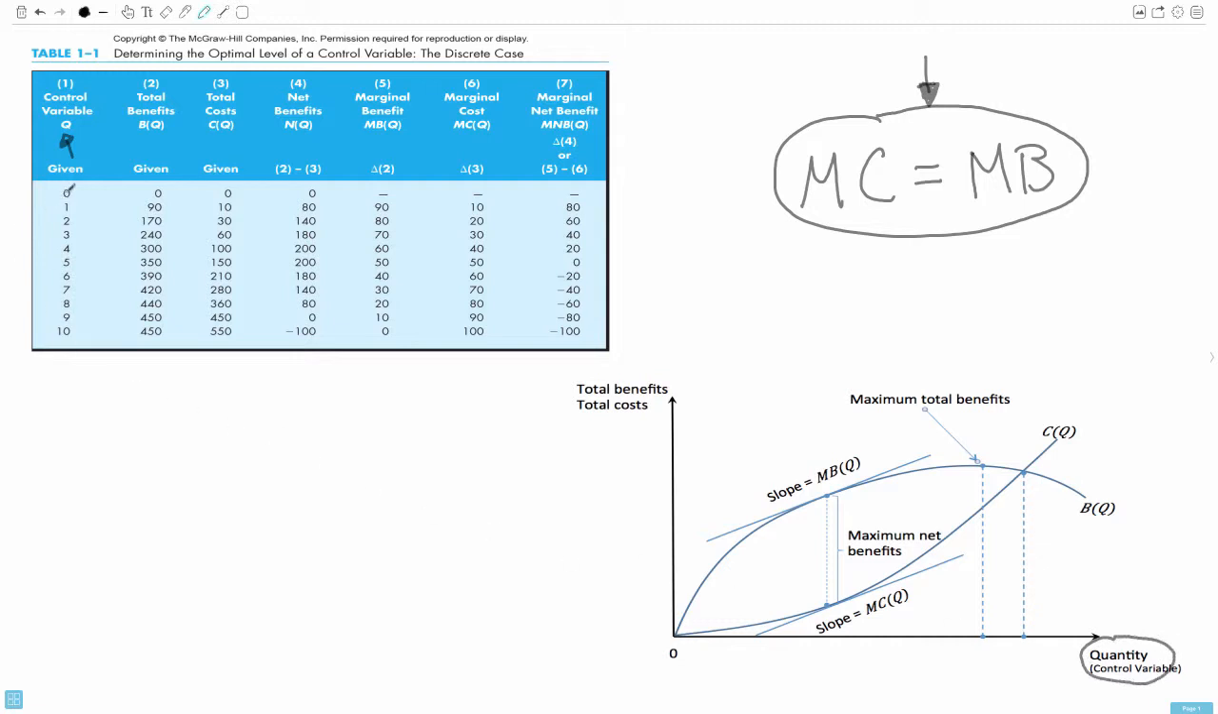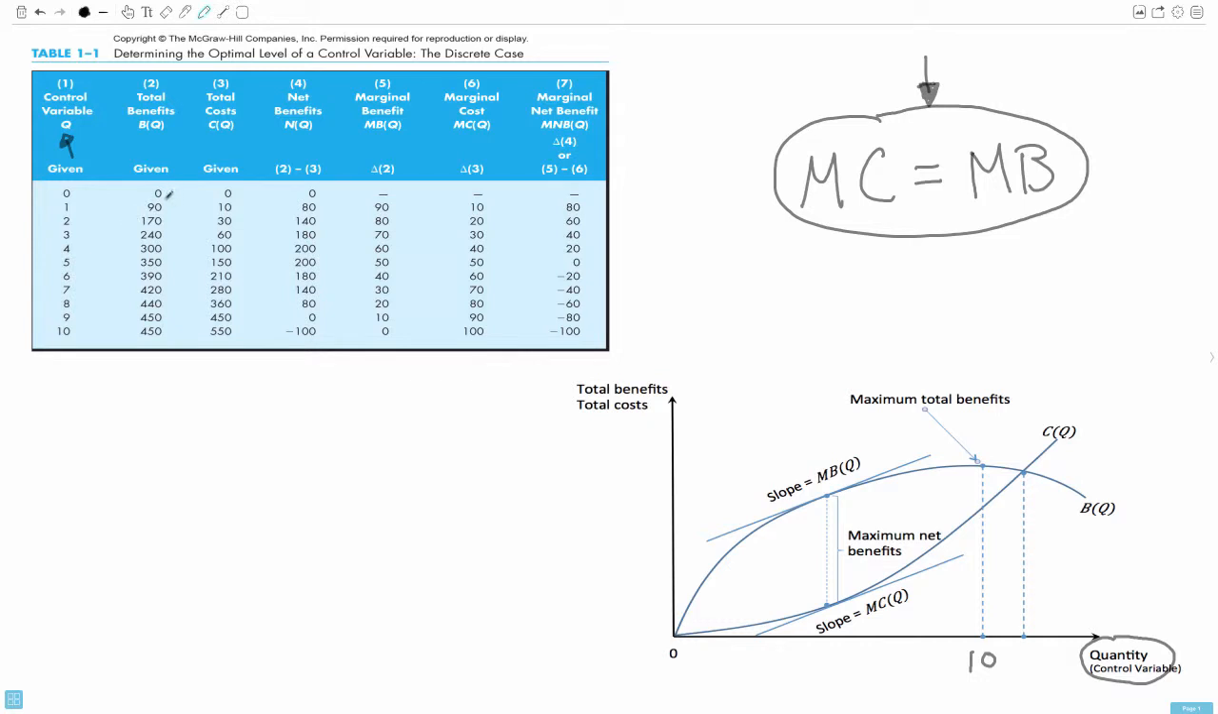In this particular case you have no production all the way to 10. This could be 1 million gadgets produced, 2 million, 3 million, it doesn't matter. Essentially here you have 0 all the way to, in this case, 10. You can go to 11, 12 and more, but if you go over, you will see that the maximum total benefits is going to be declining.